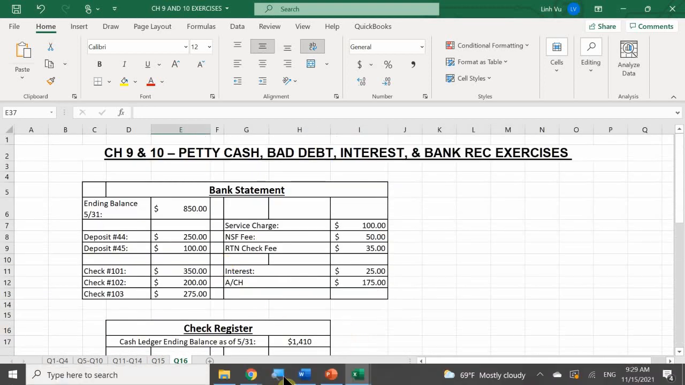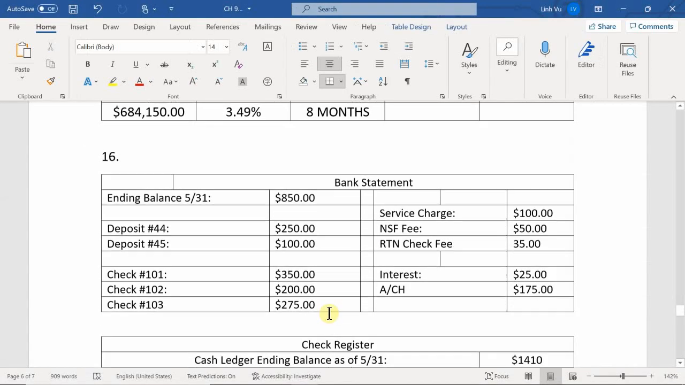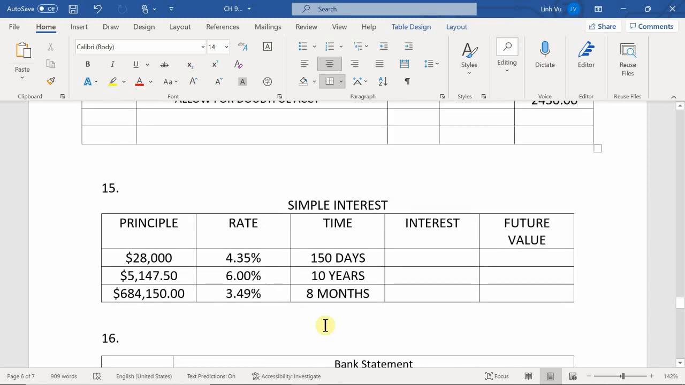So, question 16. Hold on, I thought I have you practice. Oh yeah, question 16. We're going to be doing, so that's what I'm going to be having you guys do is just simple interest.